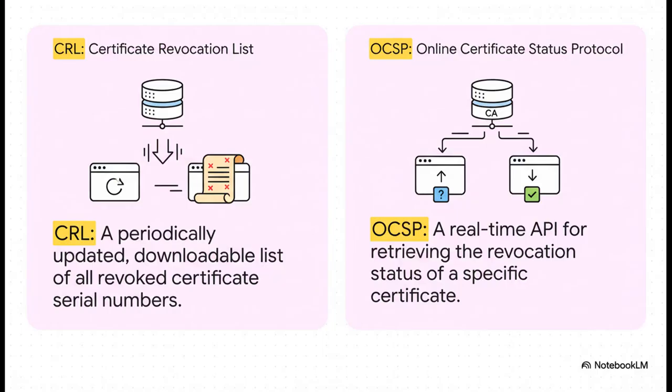Now, to handle this, browsers have basically had two main methods. First, there's the CRL, the Certificate Revocation List. It's basically a giant most wanted poster of all the bad revoked certificates that your browser downloads every so often. The other method, OCSP, is more like making a direct phone call to the passport office in real time and asking, "Hey, is passport number 12345 still good?"